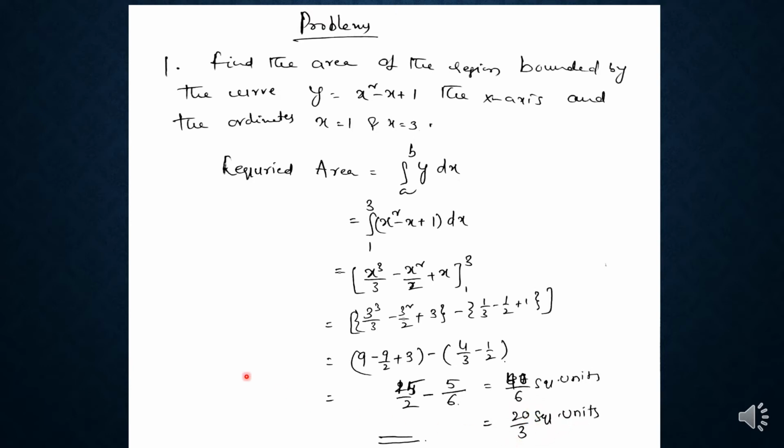So we are finding the area. So that's why we should put the units, square units.